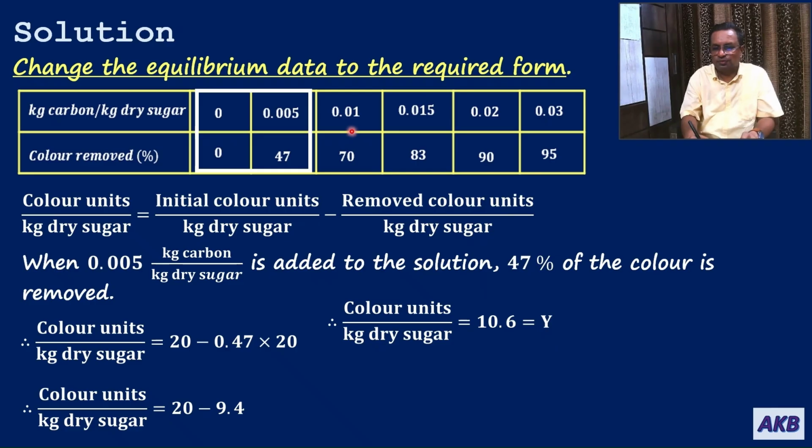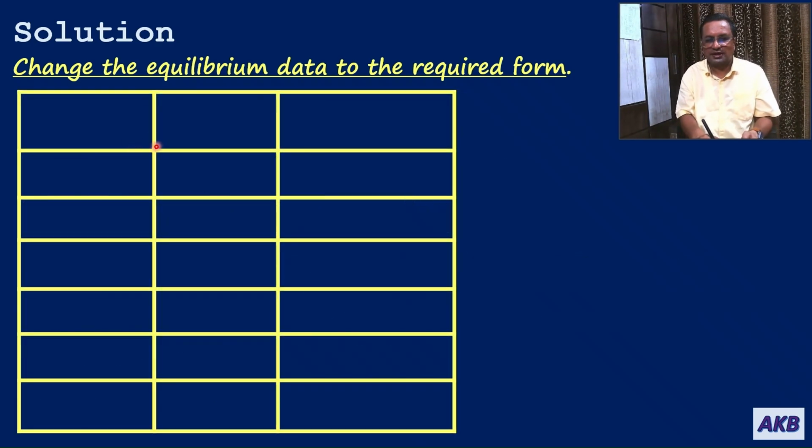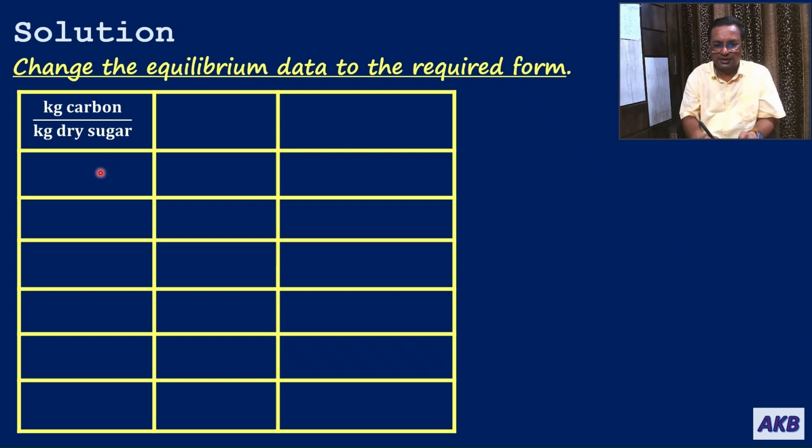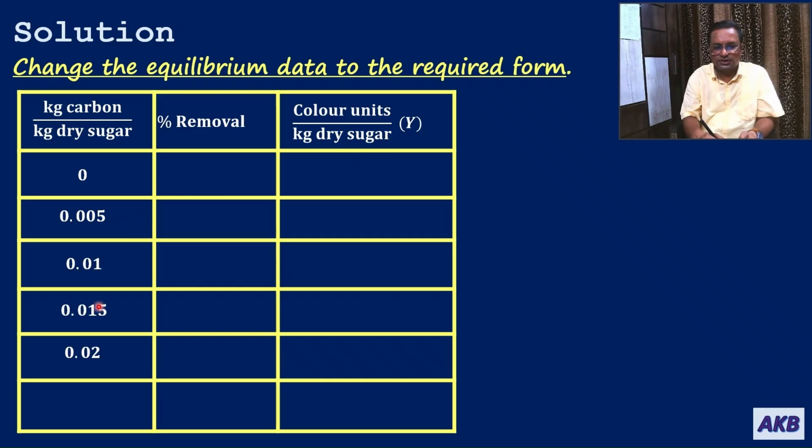So in this way, we have to get capital Y for all the values. So you have to get it for 0.01, which removes 70% of the color. And similarly, you have to get for the other readings. Let us move on. I have done the calculations, and now I am collecting the results. So kg carbon per kg dry sugar is given to us. Percentage removal of the color is given to us. And from that, we are going to get color units per kg dry sugar, which is nothing but capital Y. So these values are given to us.